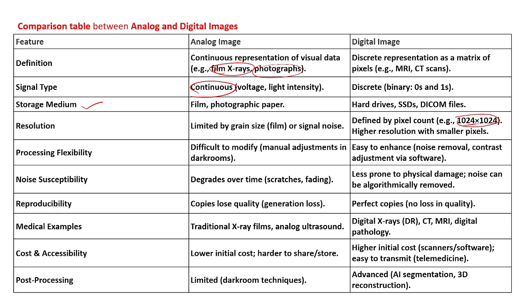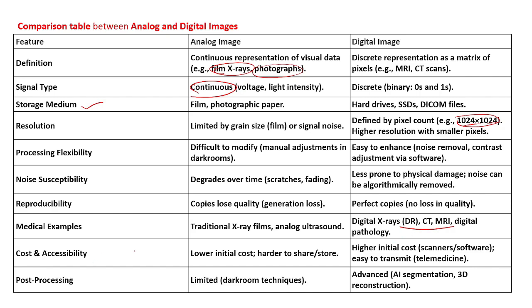Right? Reproducibility: there is copy loss of quality. If we copy one analog image to another, it can lose quality. But with the digital image, there is no loss in quality if we copy. Okay, so this is the advantage of digital image processing. Medical examples: traditional X-ray films and analog ultrasounds are examples of analog images. On the other hand, digital images include digital radiography on a monitor, CT scan, MRI, and digital pathology. Those are examples of digital images.